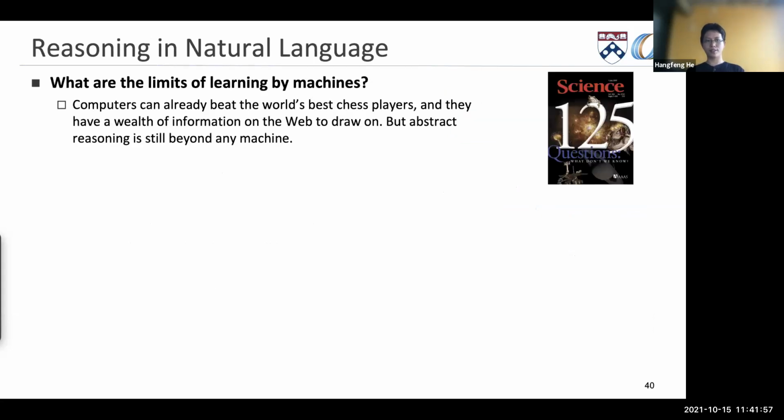Another direction is about reasoning in natural language. Among 125 important questions collected by Science for its anniversary, there's one question quite relevant to us. What are the limits of learning by machines? Computers can already beat the world's best chess players, but abstract reasoning is still beyond any machine, although we have a wealth of information on the web.